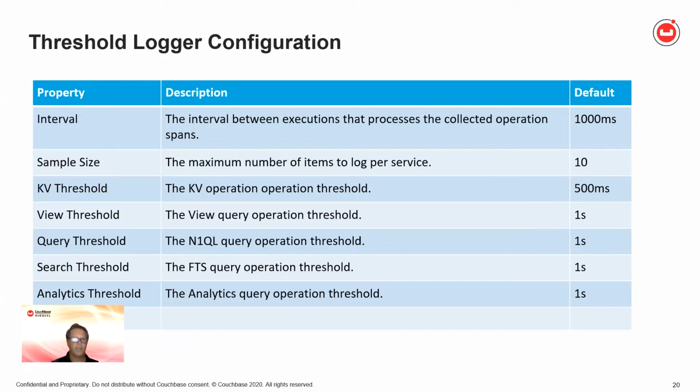Then we have a bunch of thresholds. These thresholds are where we will log a span. So, for example, for KV, if an operation takes longer than 500 milliseconds by default, we will log it. For views, we give you 1 second, and then we will log it. This is configurable. For example, in the last example, I set the threshold to 0 because I wanted everything to be logged. I'll also do the same in my demonstration.